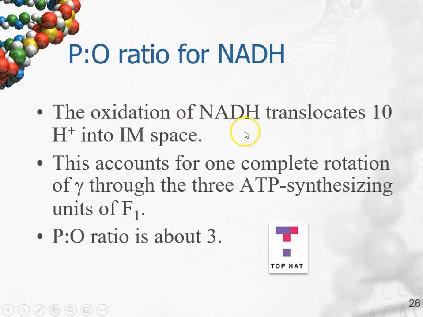So again, to connect that to electron transport, when NADH goes through electron transport, it goes through complexes 1, 3, and 4. In total, 10 protons are translocated into the intermembrane space. One complete rotation of gamma occurs, all three of the ATP synthesizing units, that means the beta subunits of the F sub 1, synthesize an ATP. So the P to O ratio is about 3. Again, I'm going to change that. Don't get attached to this, but right now it's instructive to go through these things as whole numbers, I think.